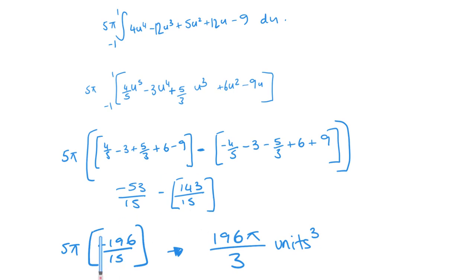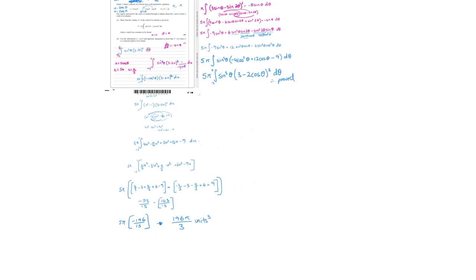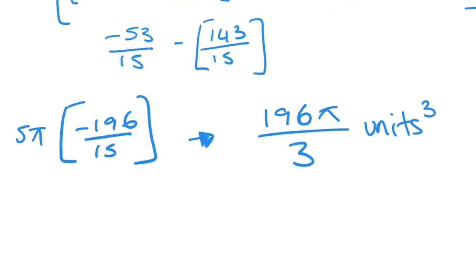Okay, when it does come to areas, volumes, etc., if you do get the negative, that's fine. You can take the positive. Just make sure you've done it for the whole thing. So you might have done it slightly different. That's okay. Just make sure you get 196 pi over 3 units.